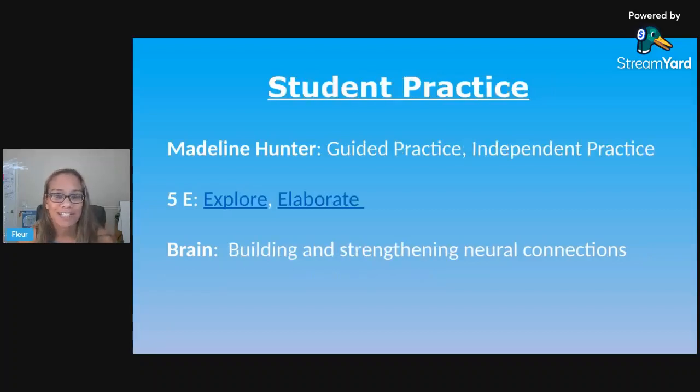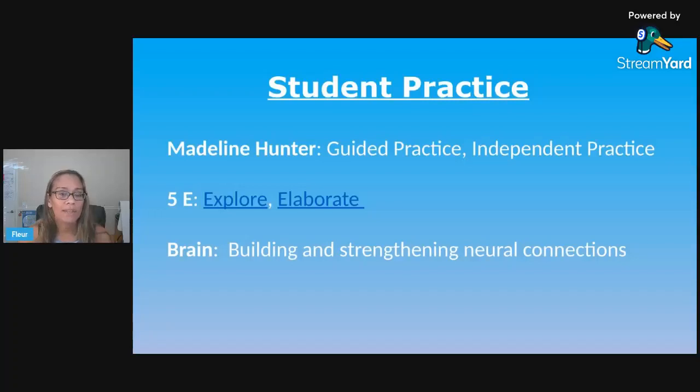And that's where student practice comes in. So student practice can be individual practice. This could be the guided practice part of Madeline Hunter, where you're watching them and you're guiding them through each step and they're doing it on their own and checking with them. Independent practice can be individual assignments. It could be group work, partner work, just where the students are practicing the content.